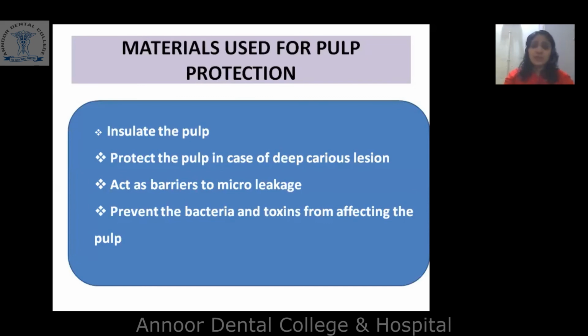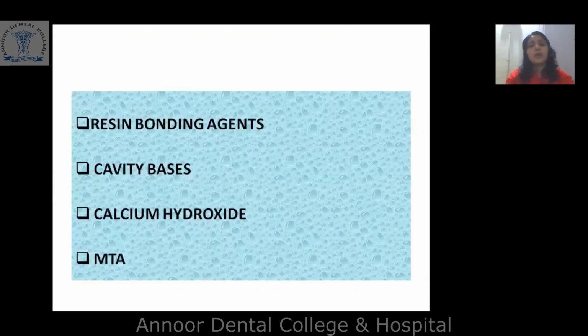So, these materials, first of all, must have some ideal properties. It must insulate the pulp. It must protect the pulp in case of deep carious lesion. It must act as a barrier to prevent microleakage and prevent the bacteria and toxins from affecting the pulp. So these are the materials commonly used: resin bonding agents, cavity bases, calcium hydroxide, and mineral trioxide aggregate or MTA.